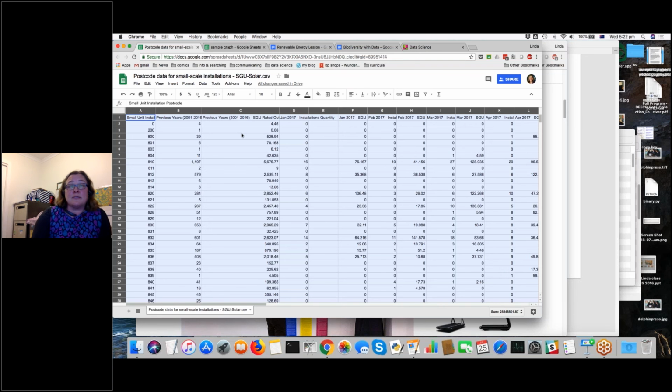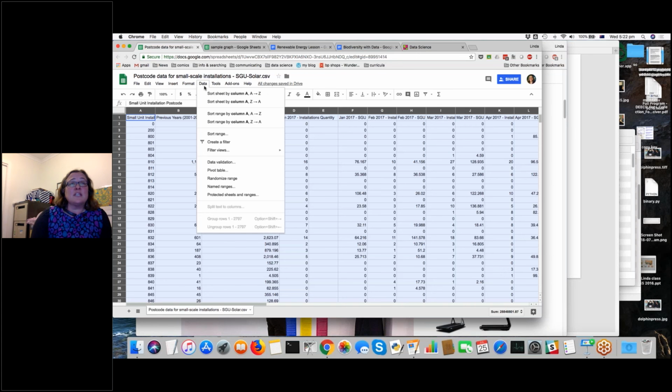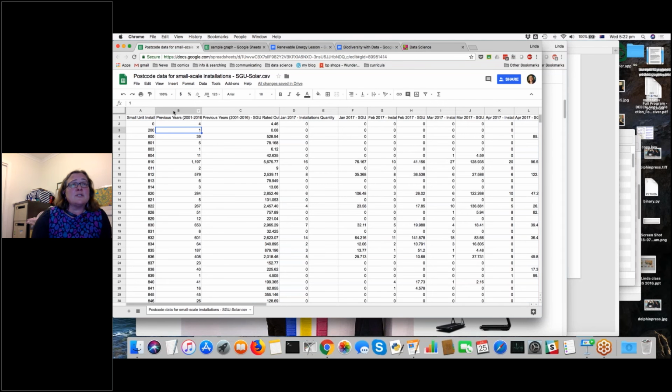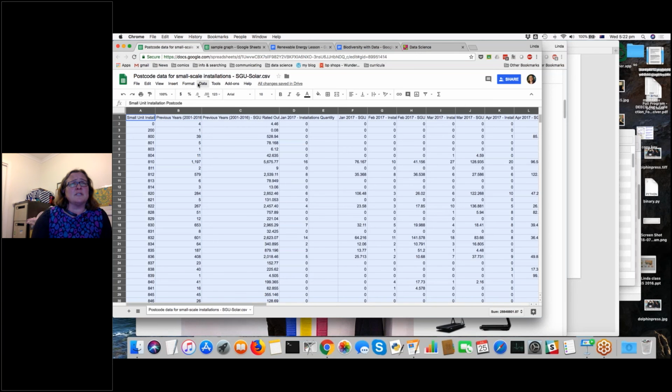Okay, now what I want to do is I want to know which postcodes are the best, where is the most solar in Australia. So the first thing I'm going to do is just sort it, so you can get an extraordinary amount of information just by sorting. So I'm going to sort by a specific range because, just to make it clear, I want to sort by column B, which is installation quantities. It's arguably more relevant to sort it by kilowatts, but let's go by quantity for the moment.